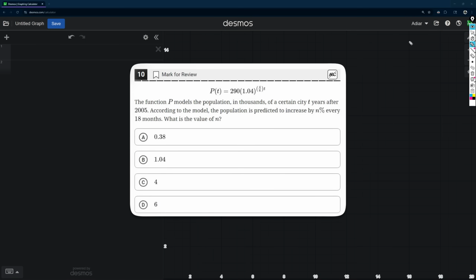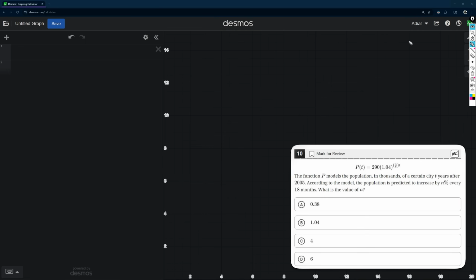This question says the function P models the population in thousands of a certain city T years after 2005. According to the model, the population is predicted to increase by N% every 18 months. What is the value of N? So this problem, it does look a little bit tricky. It might scare you because a lot of times people are not familiar with exponential functions.